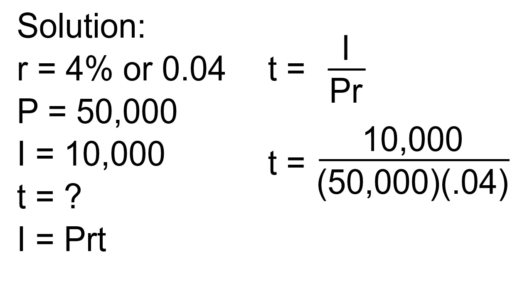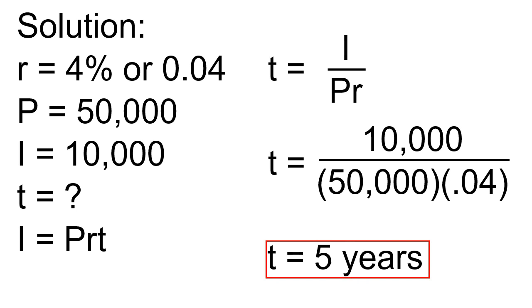So we have T equals 10,000 divided by 50,000 times 0.04. 50,000 times 0.04 is 2,000. And 10,000 divided by 2,000 is 5. So the answer is 5 years.